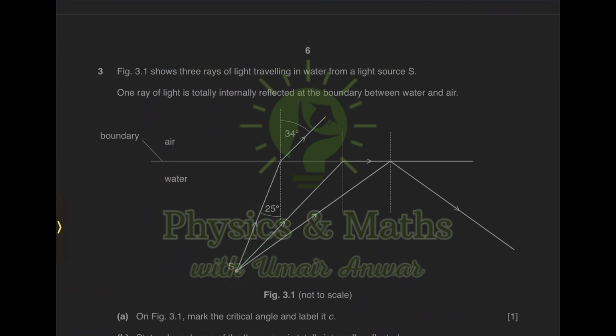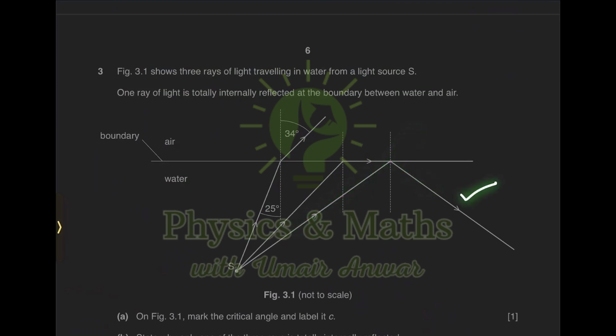Now, out of these three rays, one ray of light is totally internally reflected at the boundary between water and air. As far as this ray is concerned, it is refracted, goes into the air, and is not reflected back into the water. This ray, after being refracted, is traveling along the boundary, so it is also not totally internally reflected. While for this third ray, we can see that when it hits the boundary of water and air, it does not go into the air. It is internally reflected within the water.